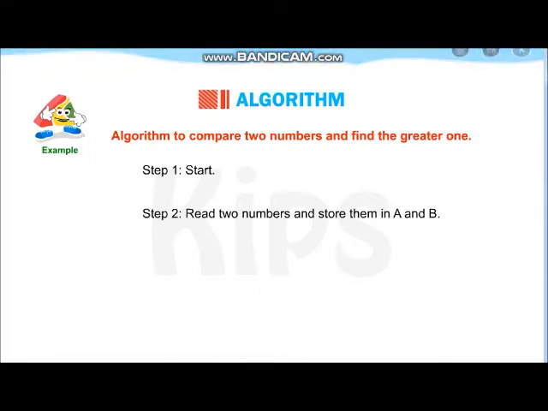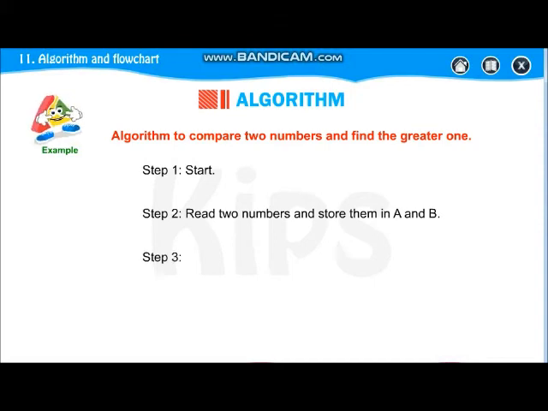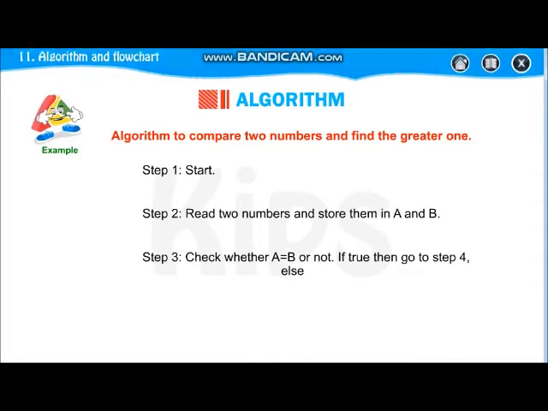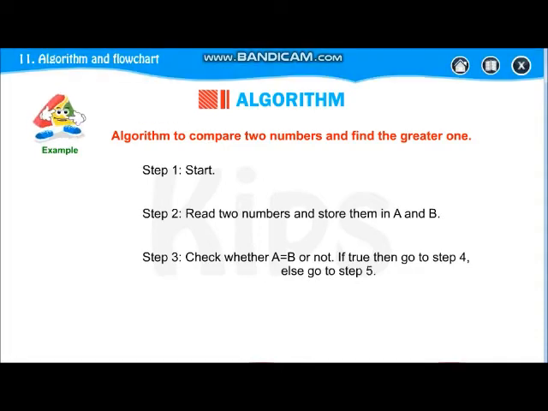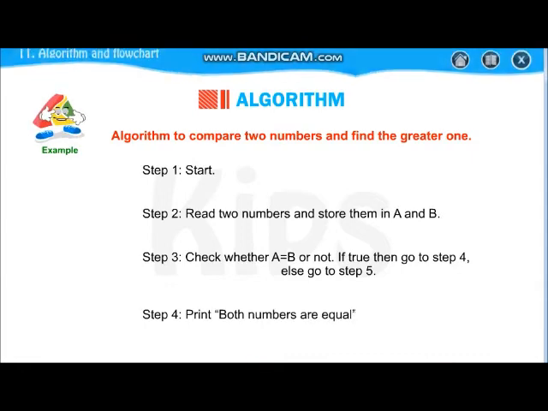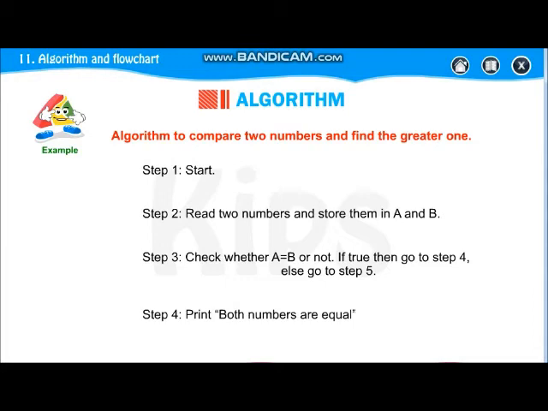Then step 3, check whether A is equal to B. पहले हमें compare करना है or not. अब if A is equal to B, compare किया आपने, if it is equal, if true, then go to step number 4, else go to step number 5. Now step number 4 में what you will be printing? Print both the numbers are equal. You are comparing and you have written both the numbers are equal. Otherwise go to step number 5.